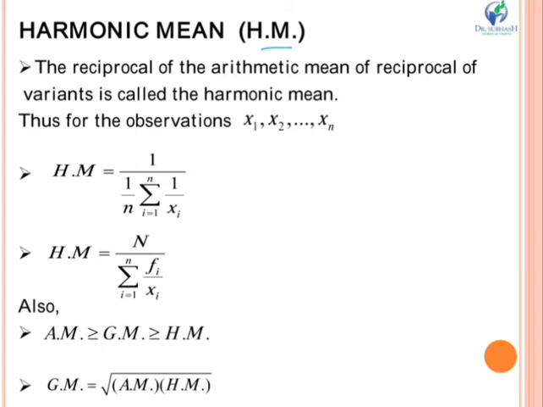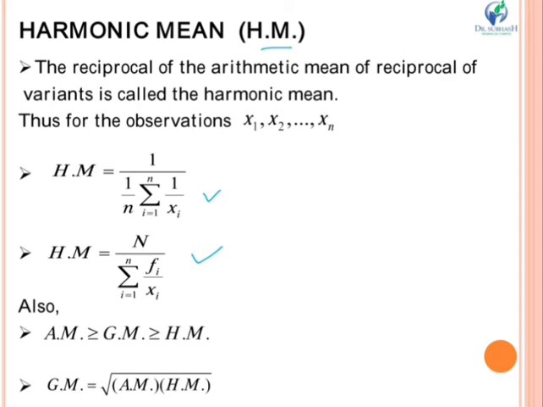For the observations x1, x2 up to xn, harmonic mean is given by 1 upon H equals 1 upon n summation 1 upon xi. Next formula, when xi and fi are given to us, then harmonic mean is equal to capital N, that is summation of fi, upon summation fi upon xi.